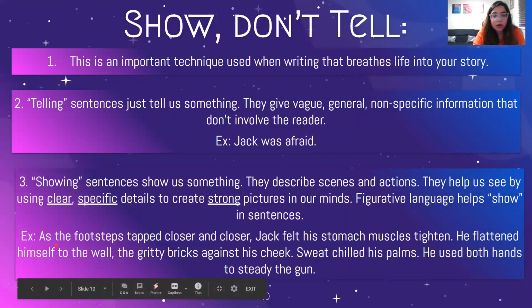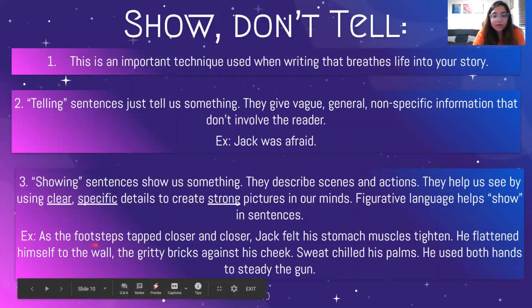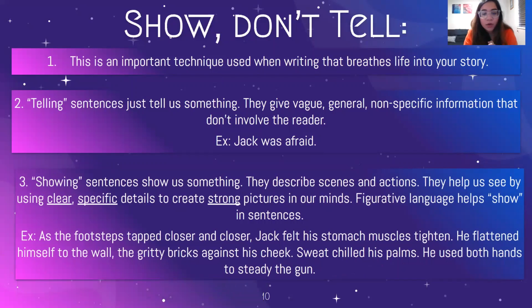So our example at the top, the telling sentence was Jack is afraid. And if we go to change that into a showing sentence, we would have: As the footsteps tapped closer and closer, Jack felt his stomach muscles tighten. He flattened himself to the wall, the gritty bricks against his cheek. Sweat chilled his palms. He used both hands to steady the gun. So that already helps us understand what Jack is going through, right?